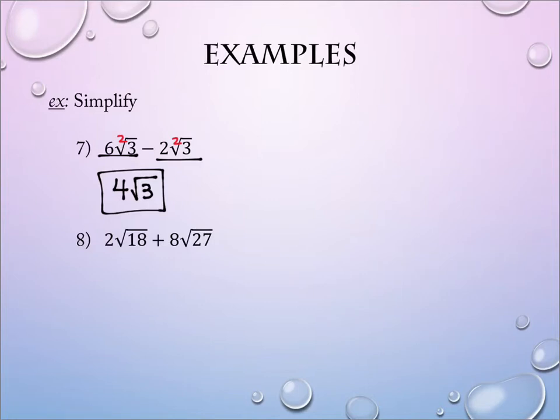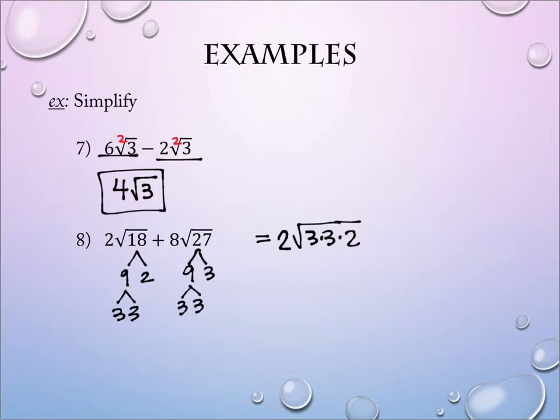So we're going to break down 18, 9 and 2, and the 9 will be 3 and 3. So on the first piece, I have the square root, oh, there's a 2 in front of it, so sorry, 2 of 3 times 3 times 2. On the next one, 27, how does it break down? 9 and 3. My 9 is another 3 and 3. So I have plus 8, and I have 3 3s underneath.